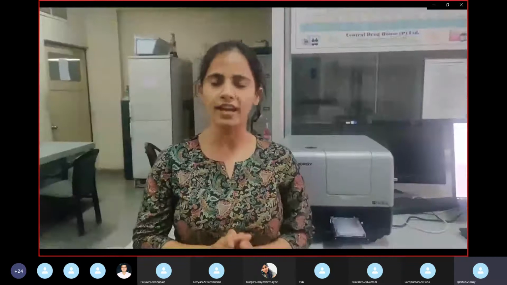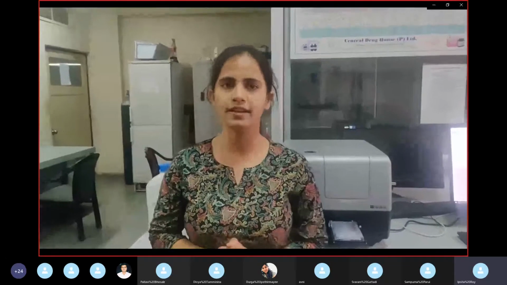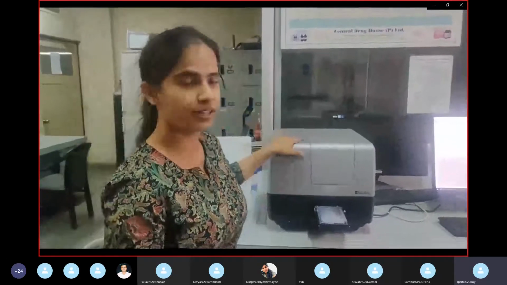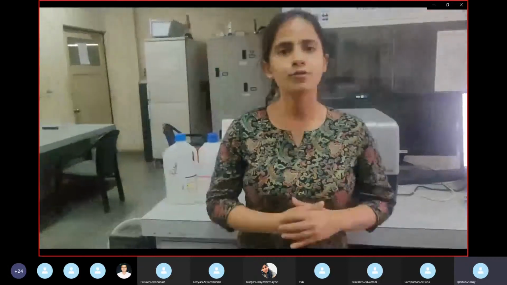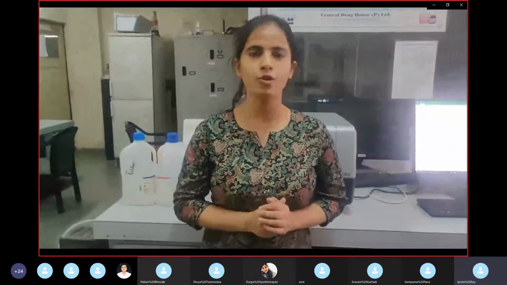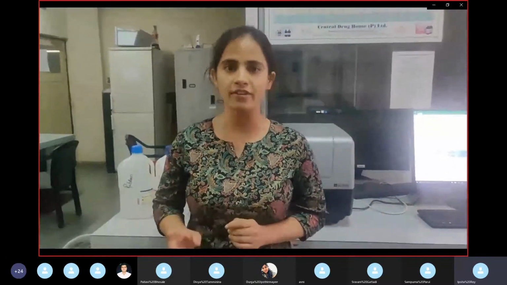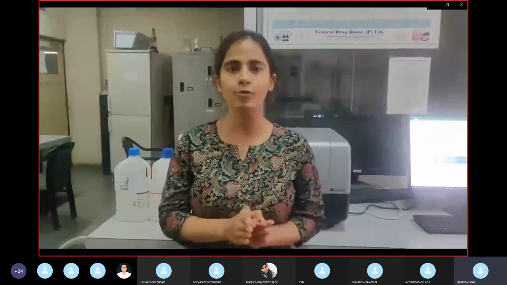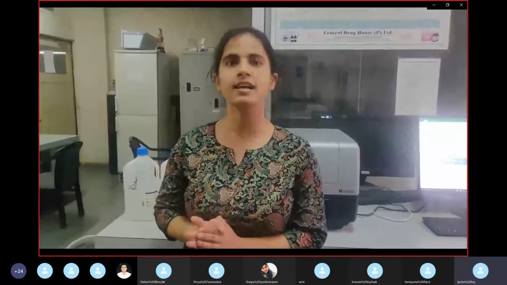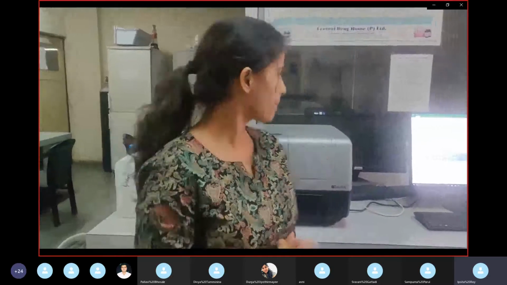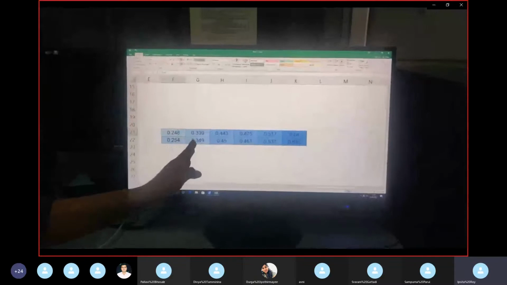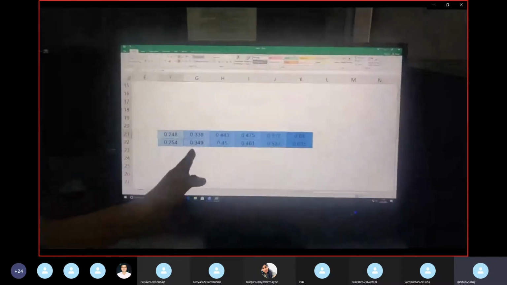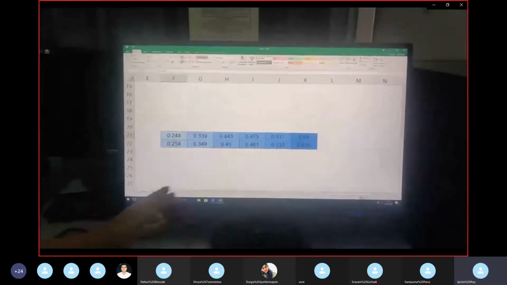We are taking absorbance at 595 nanometer for the preparation of the standard curve of BSA in this multimode reader. As we have taken different concentrations of BSA from 0.1 mg per ml to 0.5 mg per ml, we will see there will be an increase in the absorbance with the increase in concentration of BSA. We have got these readings. In the first line there is a blank, and after that there is an increase in the readings of absorbance with the increase in concentration of BSA.